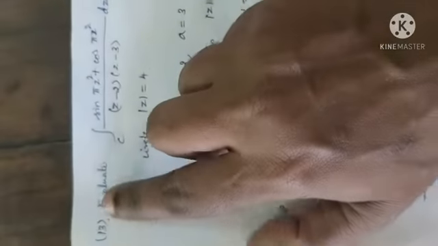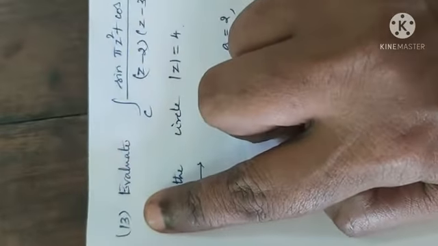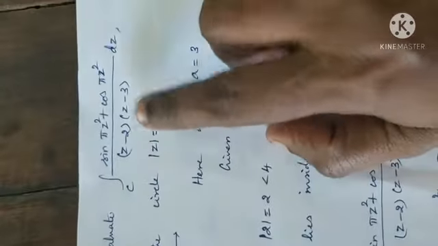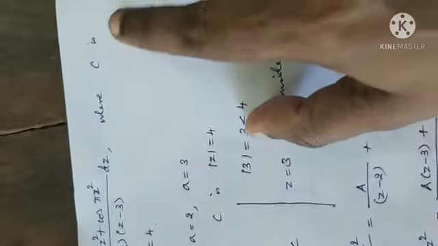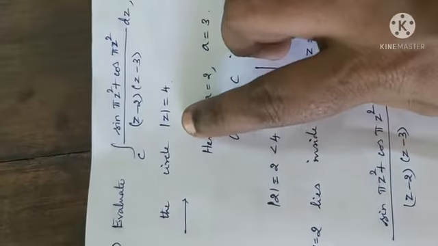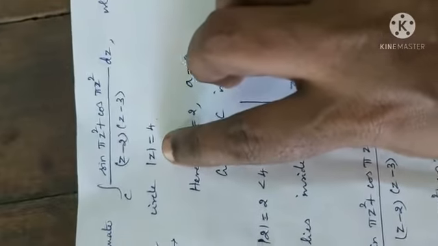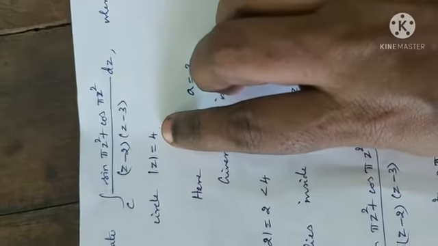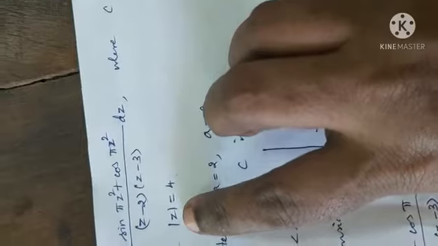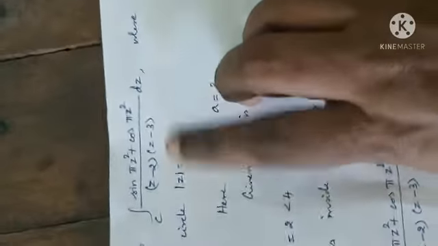Dear students, it is a continuation of the heading Cauchy integral formula. Let us see the 13th question. Evaluate the value of the integral, where the curve C is the simple closed curve mod z equal to 4. Mod z equal to 4 is a circle whose center is (0, 0) and radius is 4. That is, x square plus y square equal to 4 square is the equation of the circle.